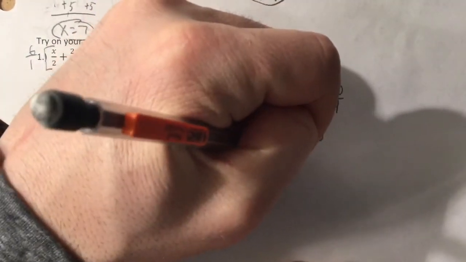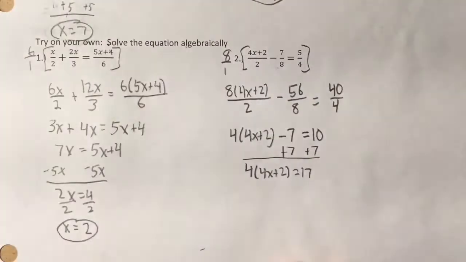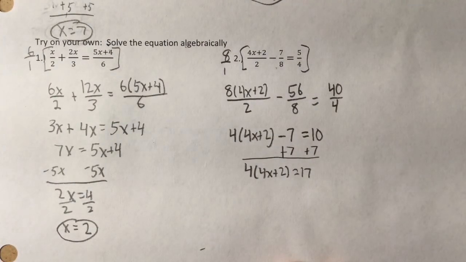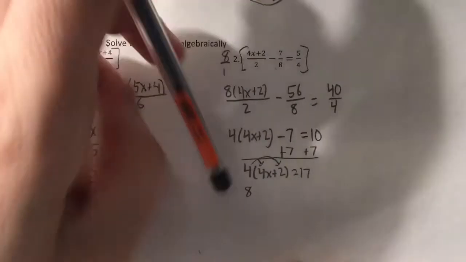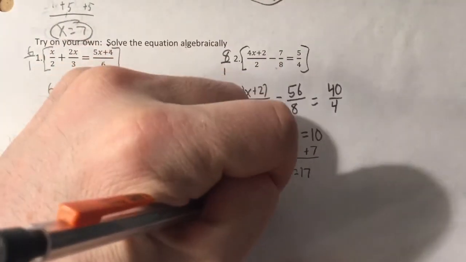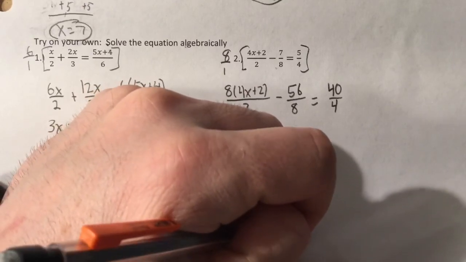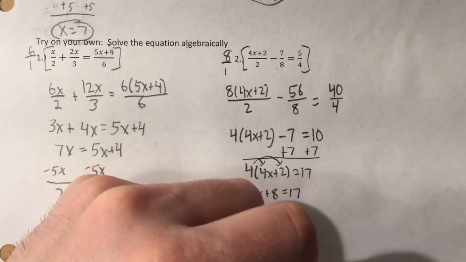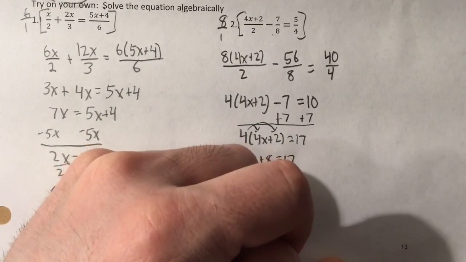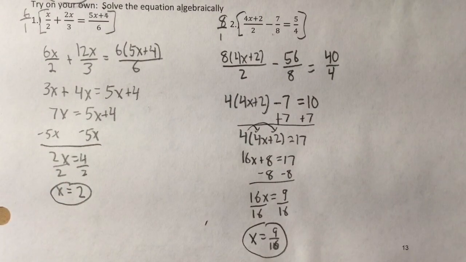I'm going to add 7 now. That's 17. In this case, I am going to distribute because the answer is not going to come out very nice. So I'll get 16x plus 8 equals 17. I'm going to subtract 8, get 16x equals 9, and then divide by 16. So x equals 9/16 for here. And that's okay. Sometimes with these fraction answers, you're going to get some messy equations or answers. All right. Thank you.